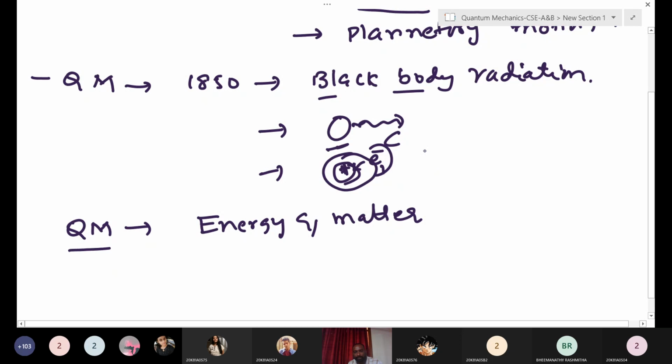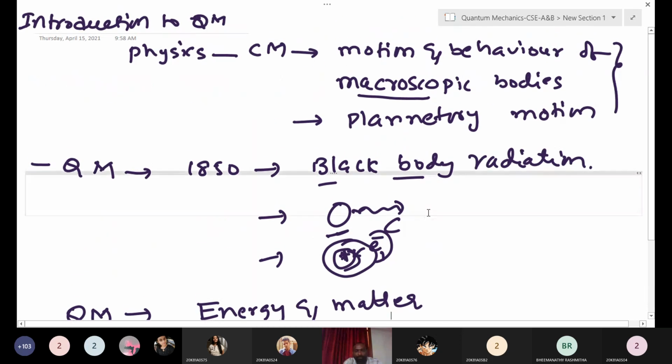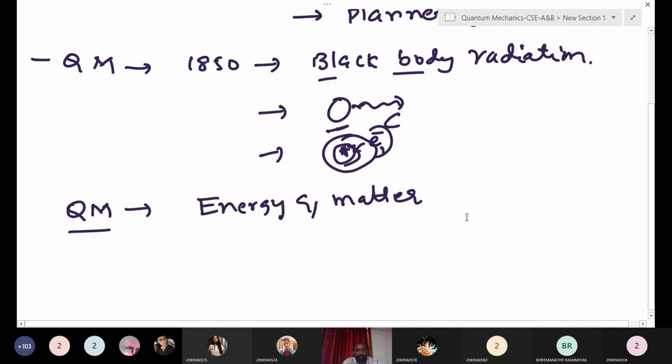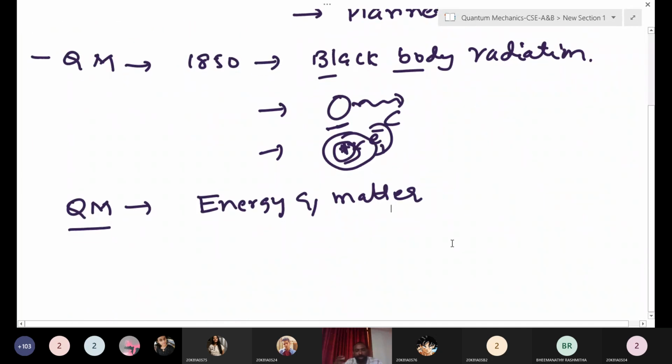So classical mechanics failed to explain these phenomena, these problems. So quantum mechanics came into the picture, and to solve those problems, another subject, some different kind of laws came into the picture. That is quantum mechanics. This discusses matter and energy on the scale of the microscopic level.